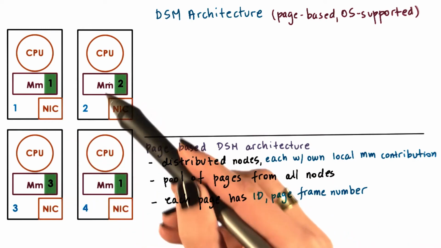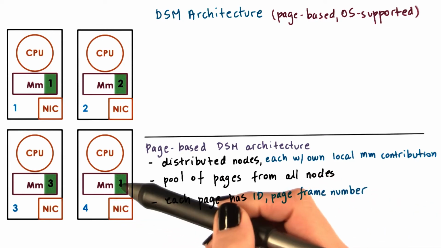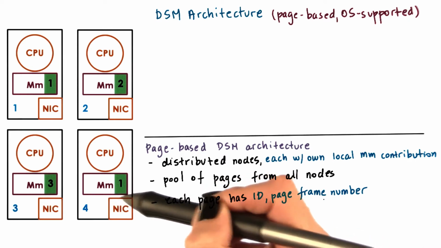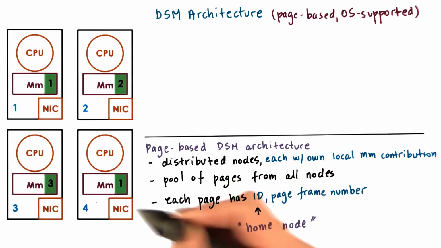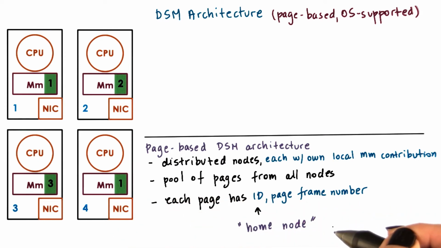Every address in this memory pool will be uniquely identified based on the identifier for the node where it's residing, as well as the page frame number of that particular physical memory location. The node where a page is located is typically referred to as the home node of that page.